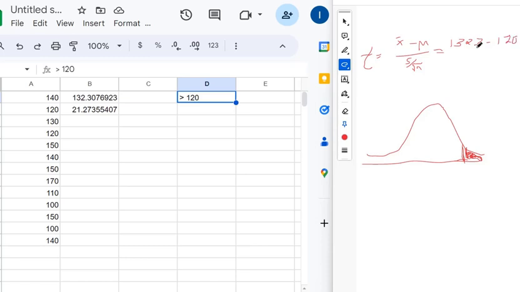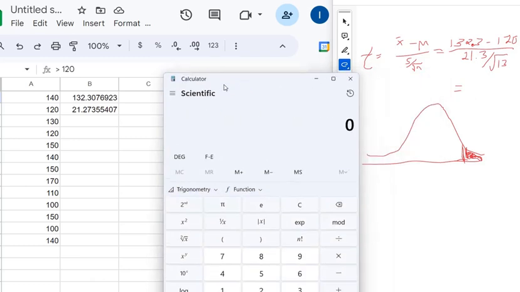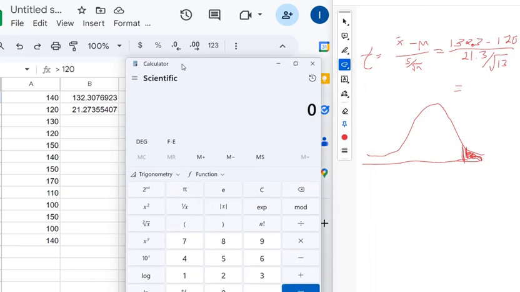120 for the mean. 21.3 is roughly the sample standard deviation. Then divide by the square root of 13. I think I might have said 12, but it's 13 for our sample size because there's 13 numbers in my data set. Okay, if I'm doing this with a calculator, I'm good at it because I have to do it for my job all the time. I would suggest writing it out step by step.